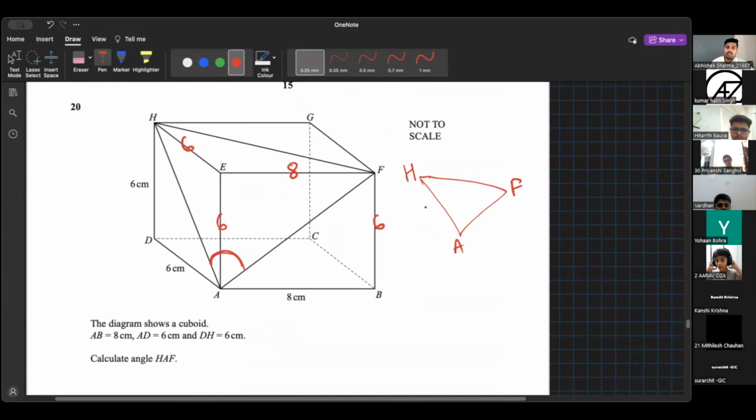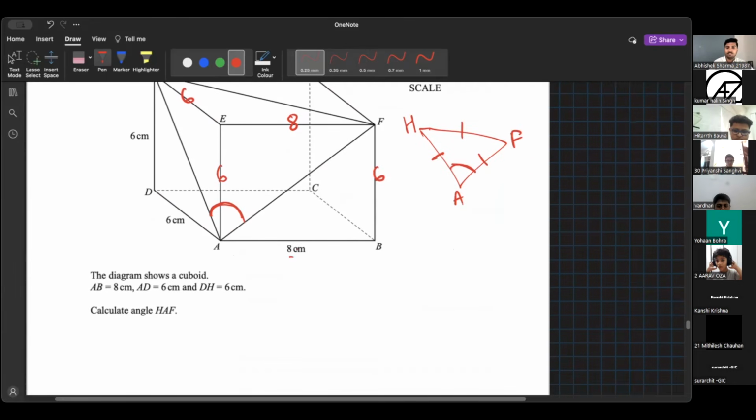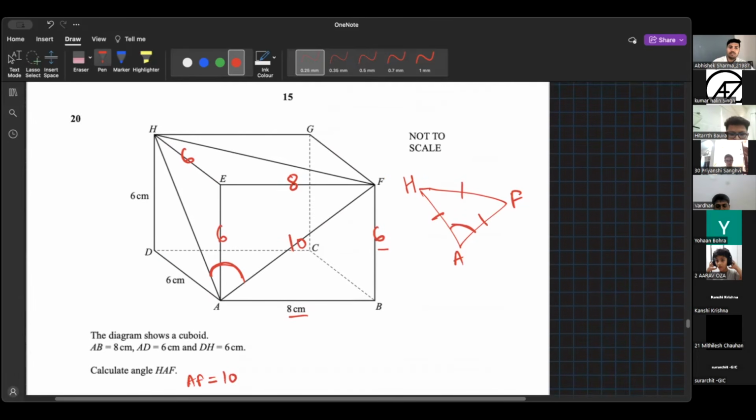That means if we calculate all the three lengths, this length, this length, and this length, we can apply the cosine rule and find the angle. So let's try. AF will be, this is 8, this is 6, so 10. AF will definitely be 10. Perfect. HA will be 6 root 2, and HF is also 6 root 2.